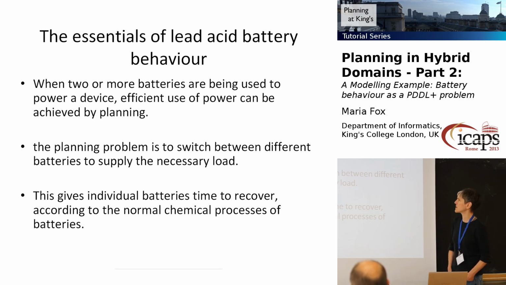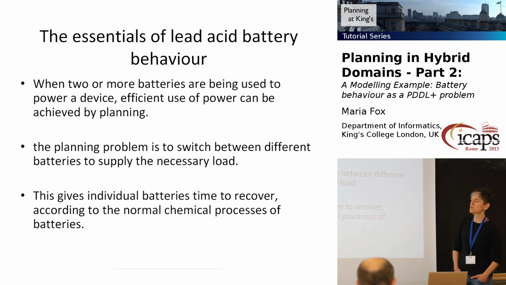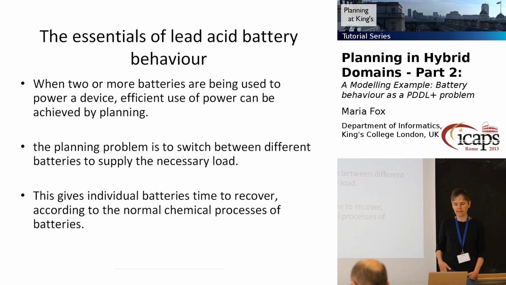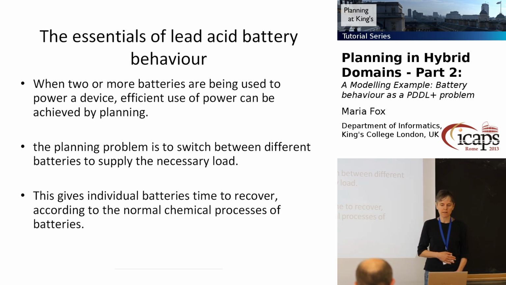And the problem that we looked at in the previous papers that I mentioned is when you've got two or more batteries being used to power a device, then efficient use of power can be achieved by planning. So the planning problem is to switch between the different batteries to supply the necessary load. And that switching gives the individual batteries time to recover, just according to the normal chemical processes of batteries.